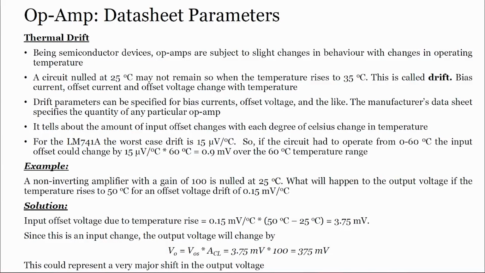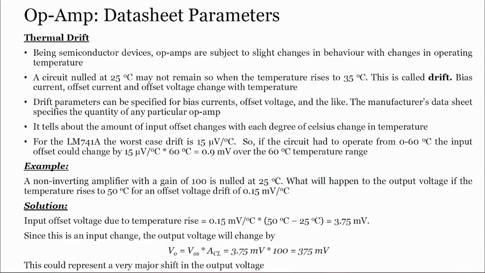So, let us take an example and see a non-inverting amplifier with a gain of 100 that is nulled at 25 degrees. What will happen to the output voltage if the temperature rises to 50 degrees centigrade? So, from 25 we go to 50 degrees centigrade, for an offset voltage drift of 0.15 millivolts per degree centigrade.